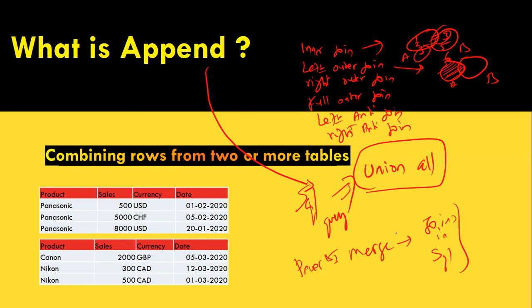Which one? Append. So in the case of merge, the typical joins, whatever we do, the same thing we do in Power BI. In Power BI, we call it a merge, whereas in SQL, we call it joins. So the inner join: what are the common values between these two data sets? Only those records will get joined, and then the output will be emitted.